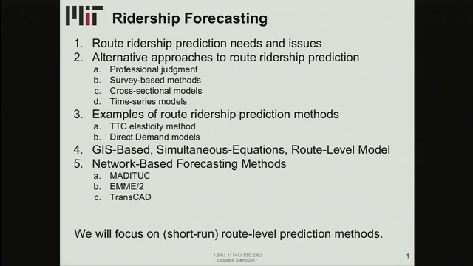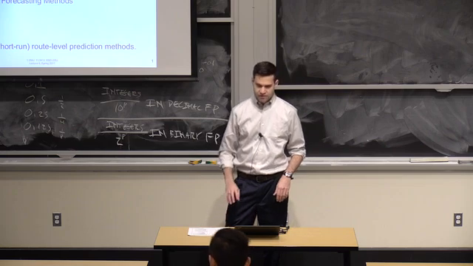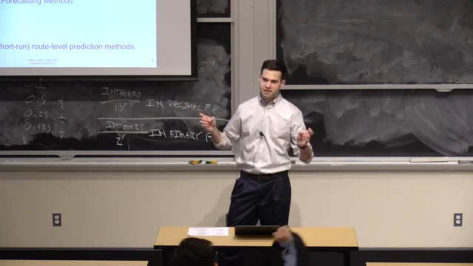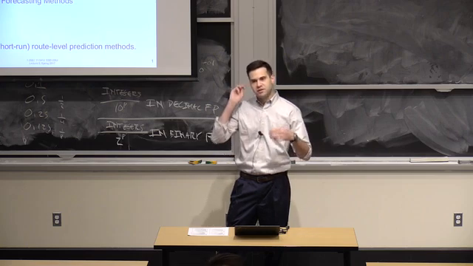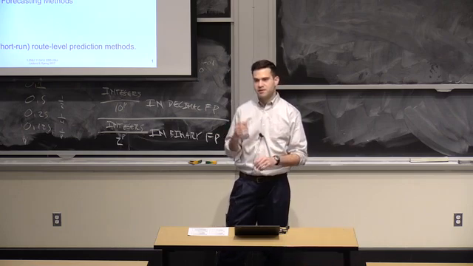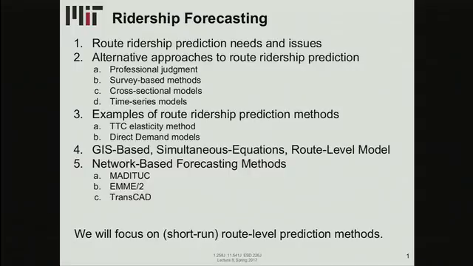So we'll talk about ridership prediction needs and issues, alternative approaches to ridership prediction and forecasting. We'll look at some examples from several agencies, notably the Toronto Transit Commission and TriMet. We'll look at more advanced GIS-based models, simultaneous equations models, and show some examples of software packages that people use for this. So one note before we proceed is that all of this lecture focuses on short-run, route-level prediction methods. We're not talking about regional level effects of, say, the land use influence on ridership or on total demand. We're talking specifically about transit ridership, and it's a little more short run. So you'll see how that plays a role as we move forward.